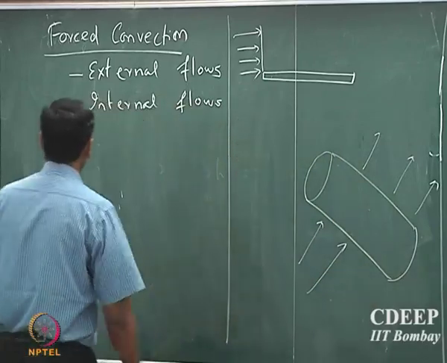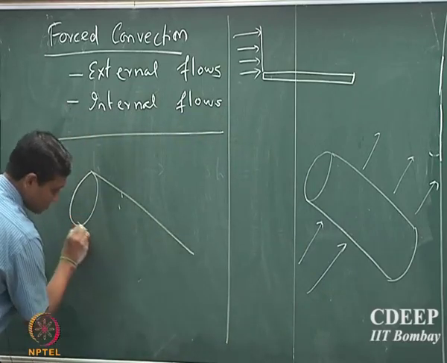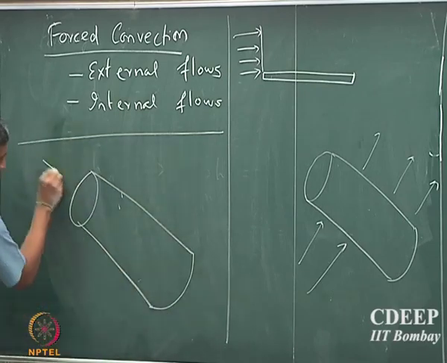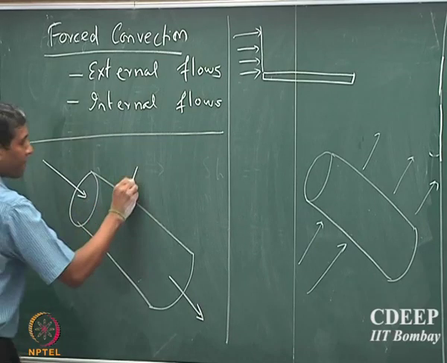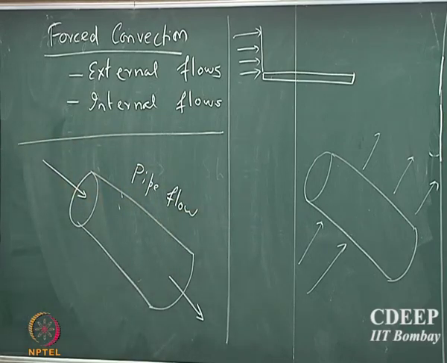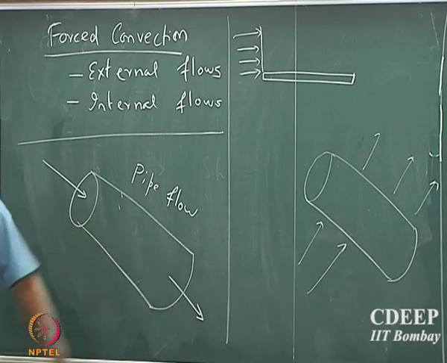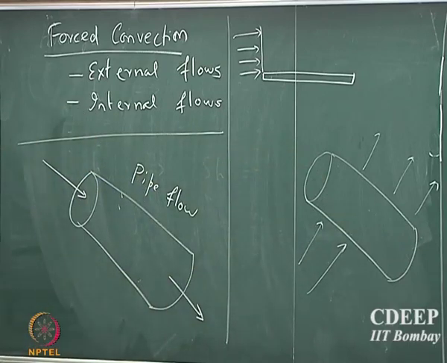Now you could have internal flows, where you have a cylinder with fluid flowing through a tube, called a pipe flow. The fluid is flowing inside the tube, and you can have various conditions. You can have laminar conditions, you can have turbulent conditions, etc. So we are going to see these three geometries and a few other simple cases in these external and internal flows.